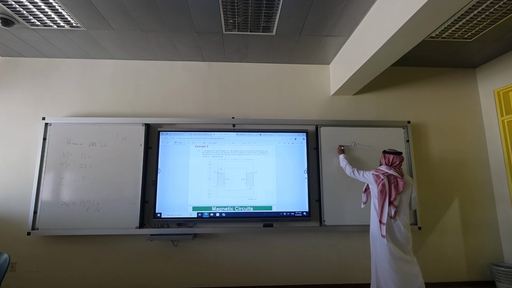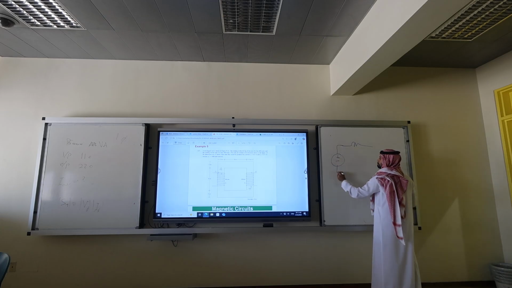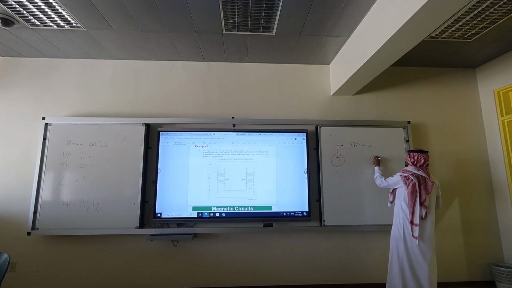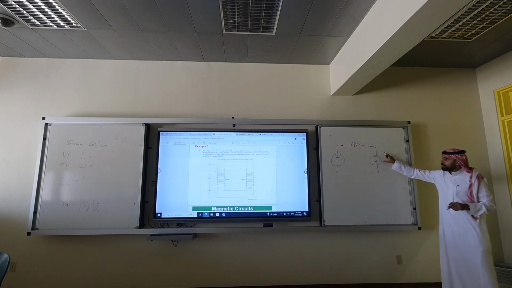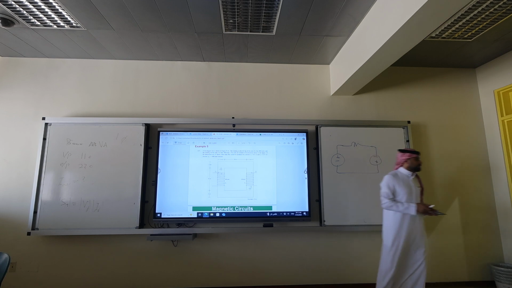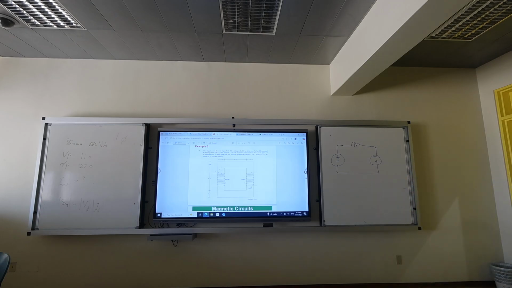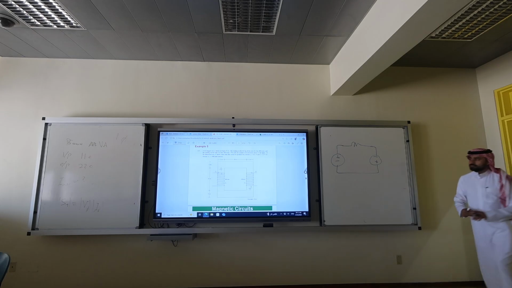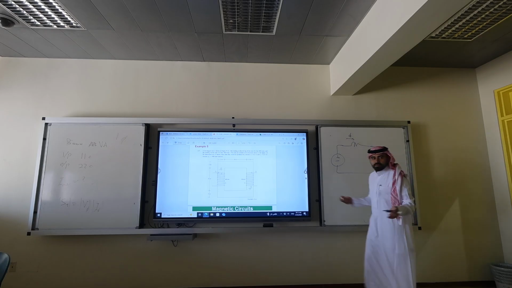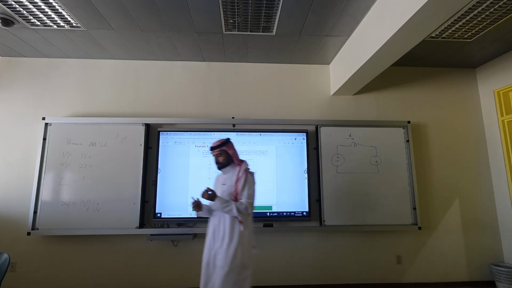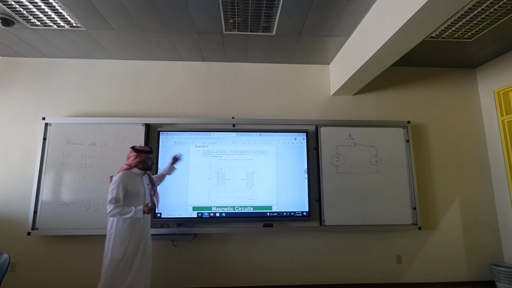So what is the equivalent circuit? Do you see the polarity? Both MMFs are in the direction supporting each other's flux. How many fluxes do I have? One. Only one flux. There is no branching in the circuit. Get it? Now, I'm not going to solve this problem.